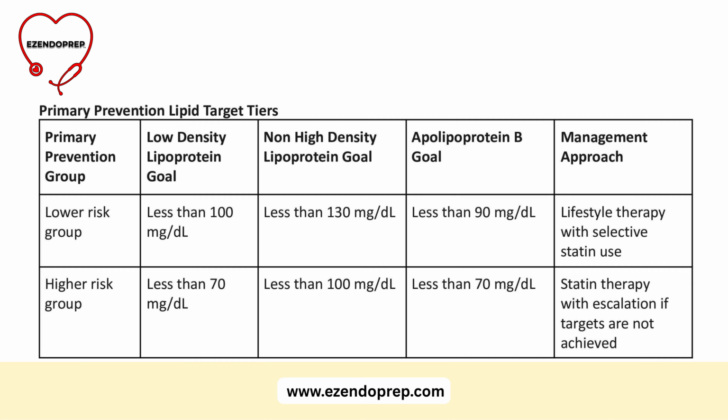Now, the higher risk primary prevention group. This corresponds to PREVENT risk 10% or greater. Here, targets become more aggressive. LDL should be less than 70 milligrams per deciliter. Non-HDL cholesterol should be less than 100 milligrams per deciliter. apoB should be less than 70 milligrams per deciliter. Management here is statin therapy, typically moderate to high intensity with escalation if goals are not achieved.